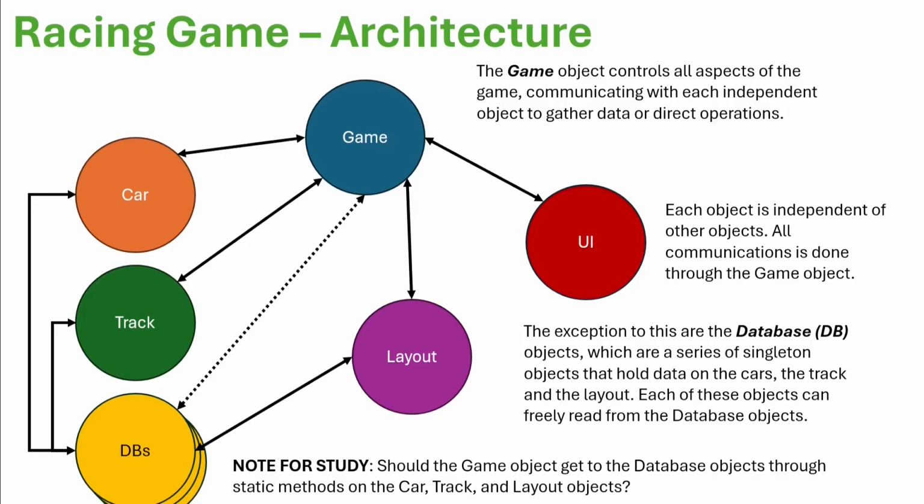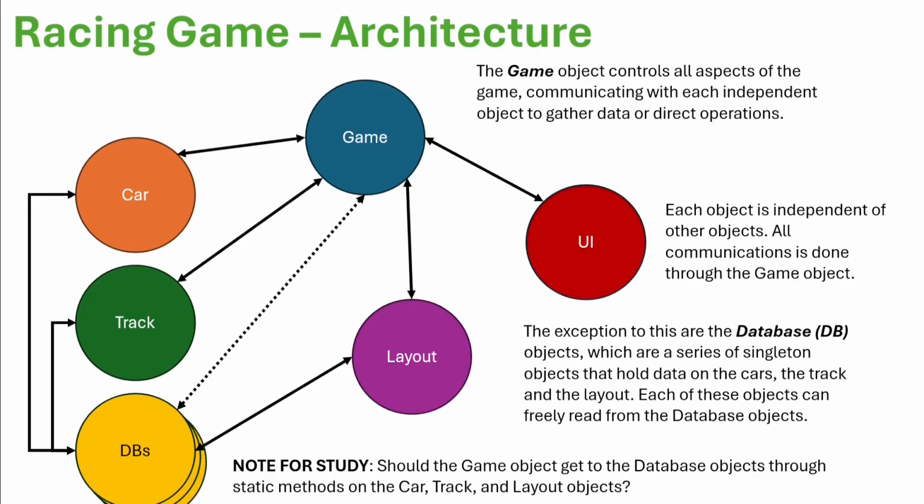So what's the architecture of the game? So first there's the game object. That controls everything within the game. It communicates with the car, the track, the databases, maybe, we're not sure about that one yet, layout, and the UI. Now, between the layout, the UI, the car, and the track, and the databases, they don't communicate with any of the other objects, except for maybe the databases, and we're not quite sure about what to do with that yet. Everything is going to be the responsibility of the game object.